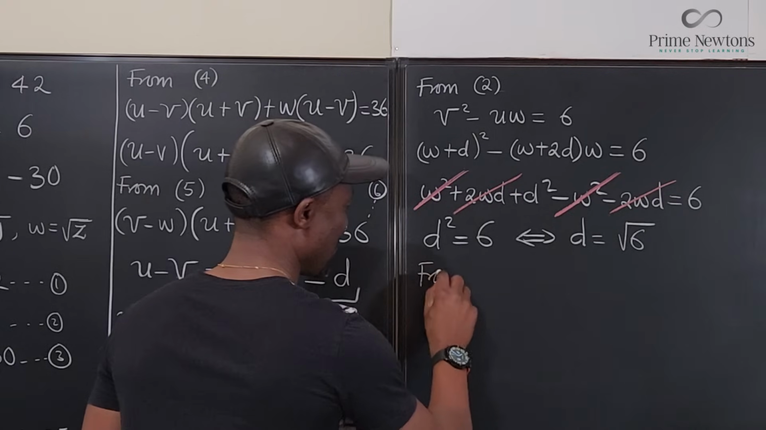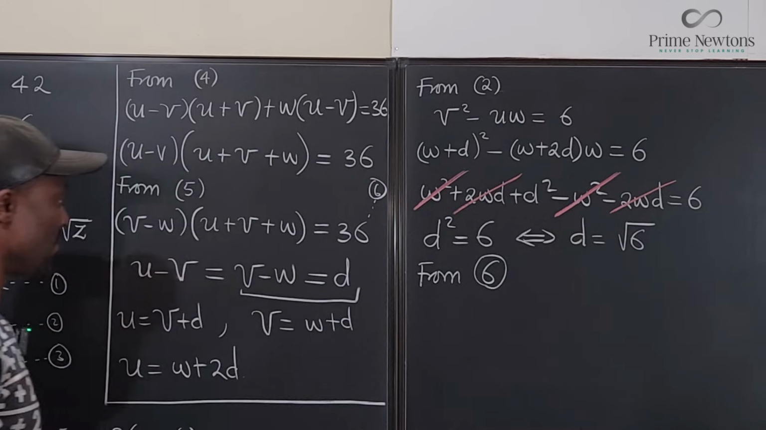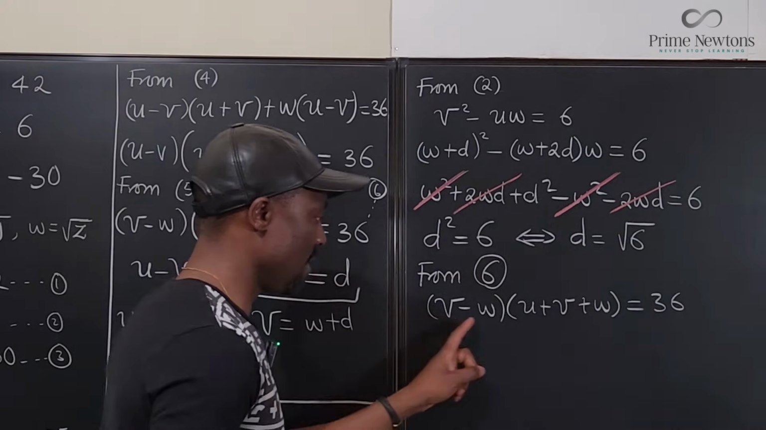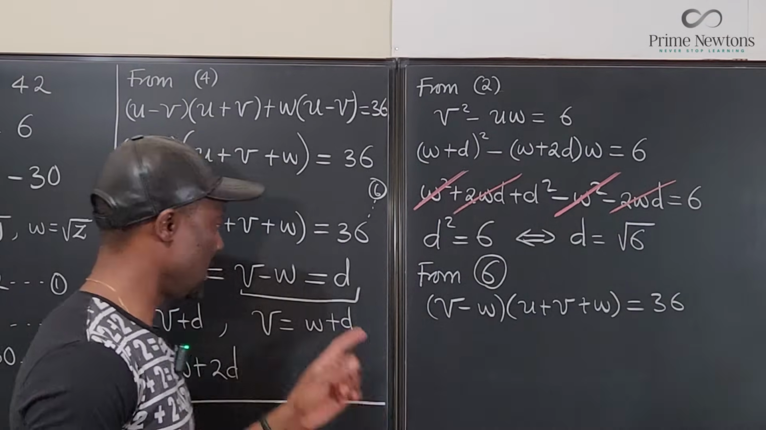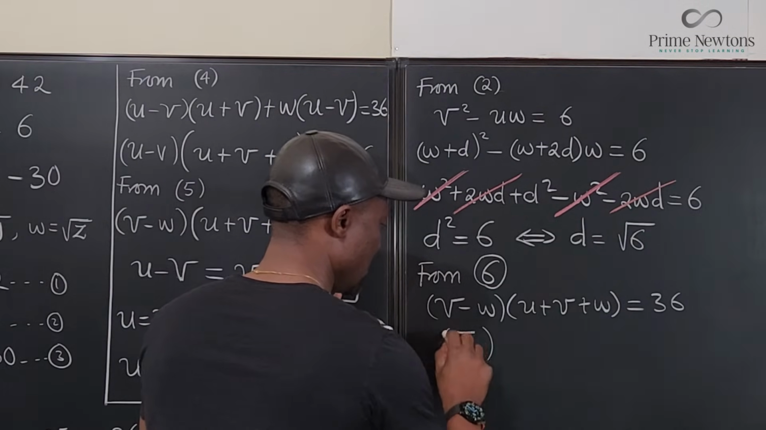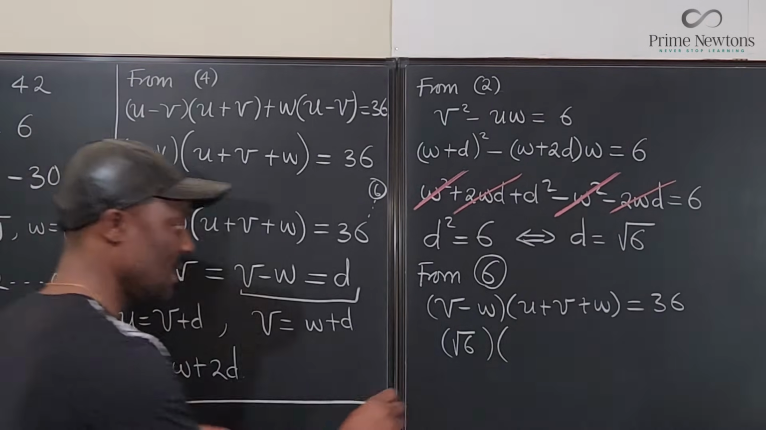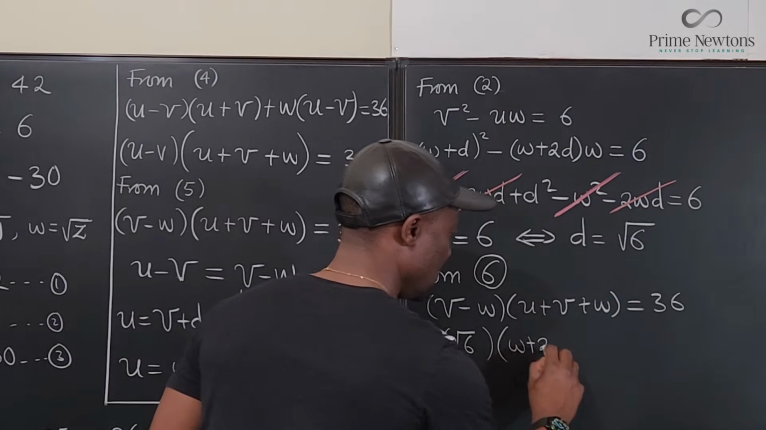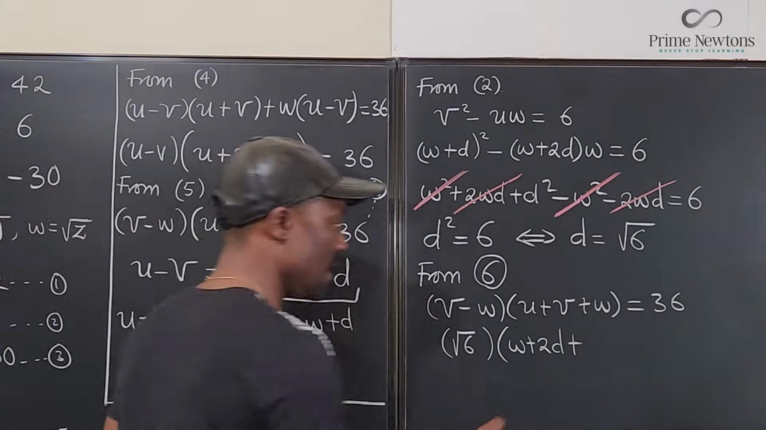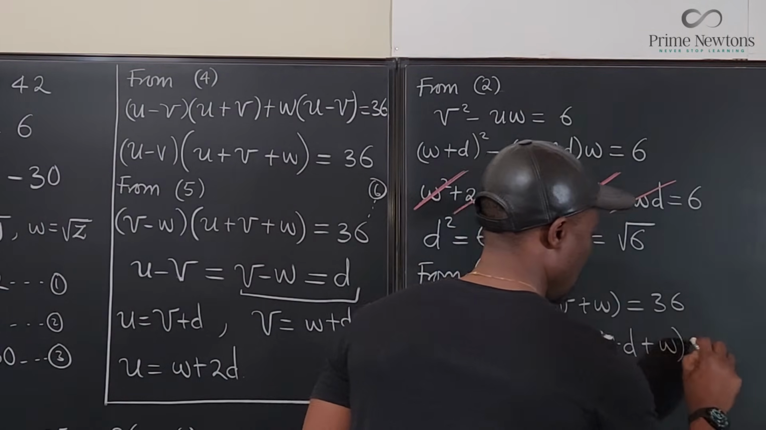So I'm going to say, from 6, I know that I can say v minus w. Let me write it out. v minus w is the common difference, which is d, and d is square root of 6. Nice. Times, what is u? We said u is w plus 2d. What did we say v was? v is w plus d, and w equals 36.